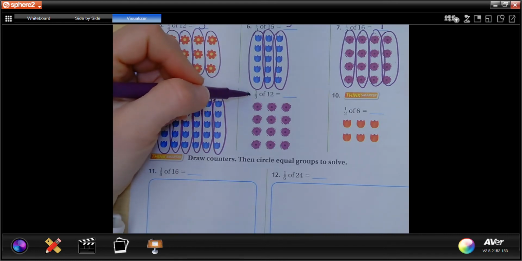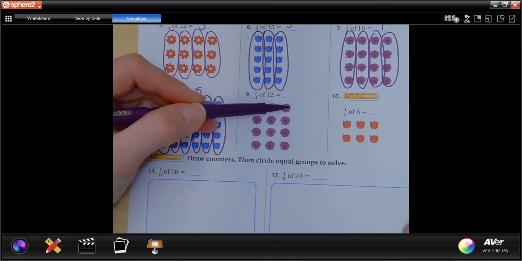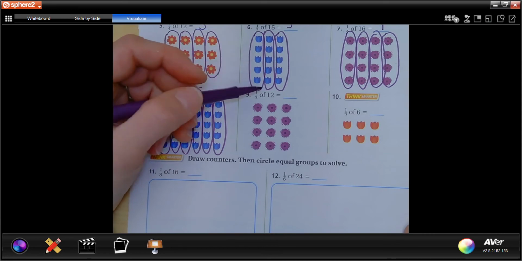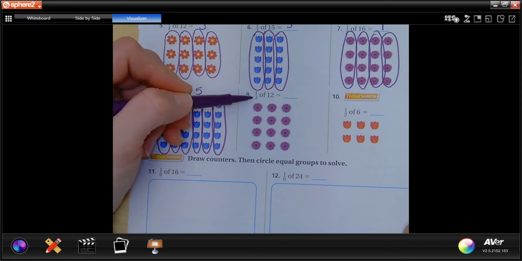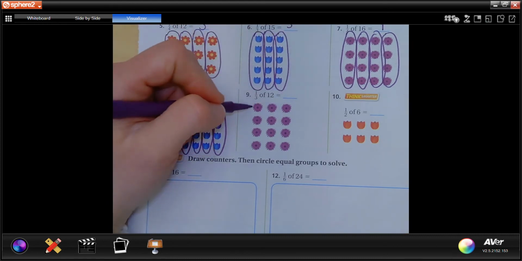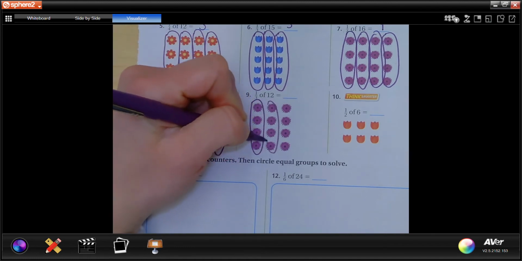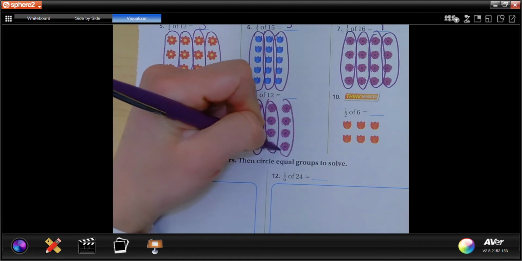Number 9. 1/3 of 12. We have 12 purple flowers. We need how many equal groups? 3. So 1 equal group, 2 equal groups, 3 equal groups. Circle them. 1, 2, 3.